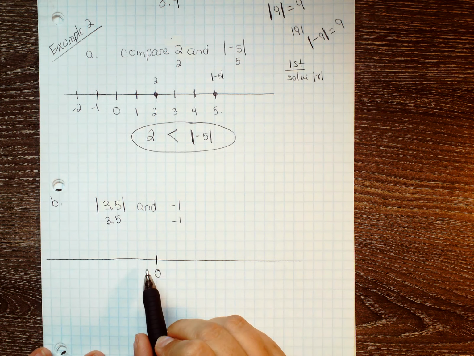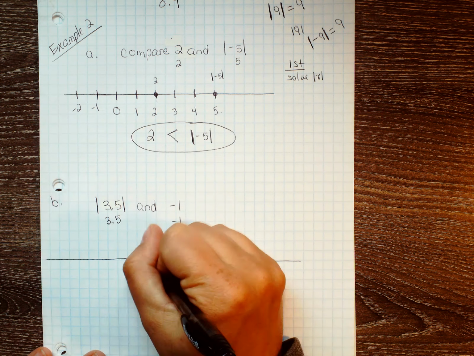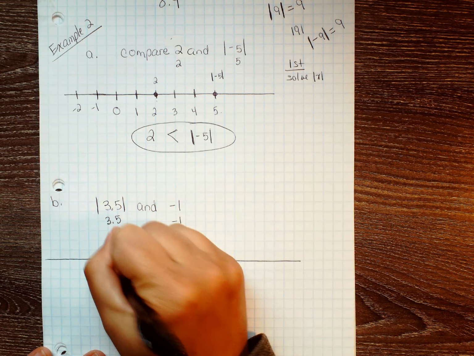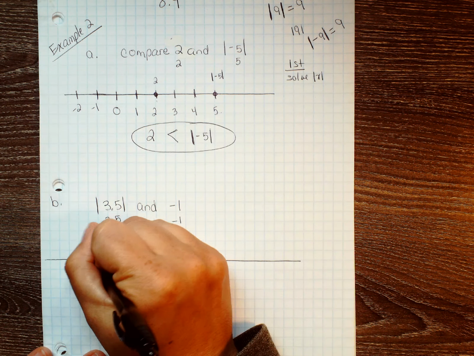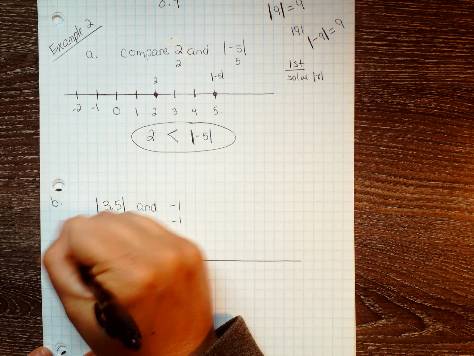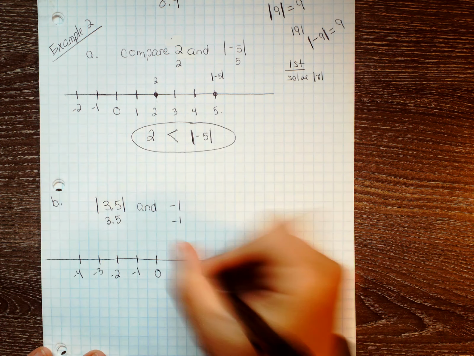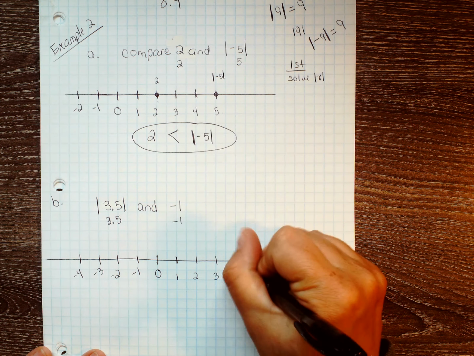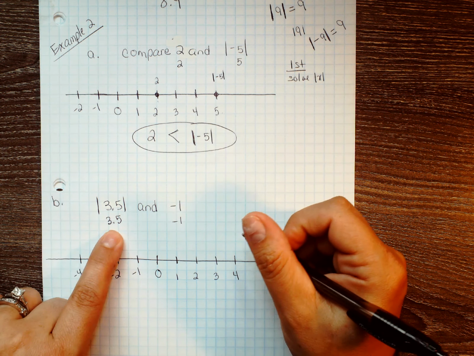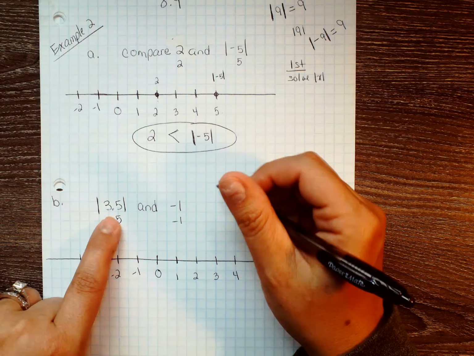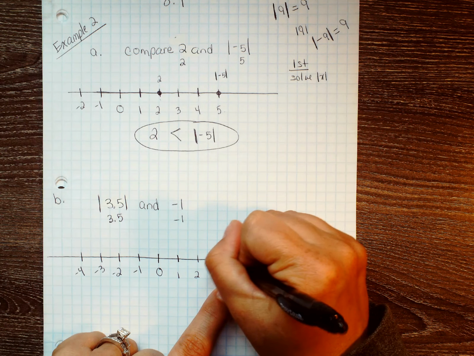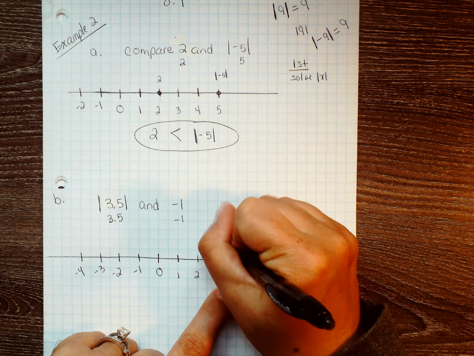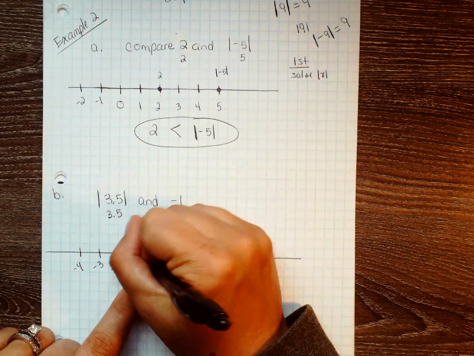All right, so we are going to do our number line, and I'm going to go by wholes. Here's -1, -2, -3, -4, and then I'm going to do the same on this side: 1, 2, 3, 4. Okay, so 3.5, or the absolute value of 3.5, is going to be here. And I'm going to write, I almost wrote negative, absolute value of 3.5. And then -1 is right here.